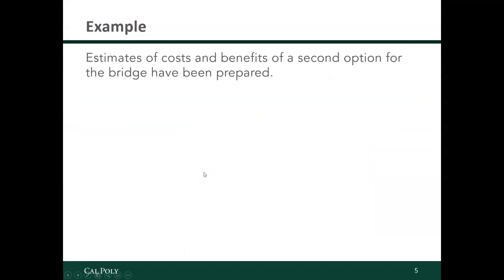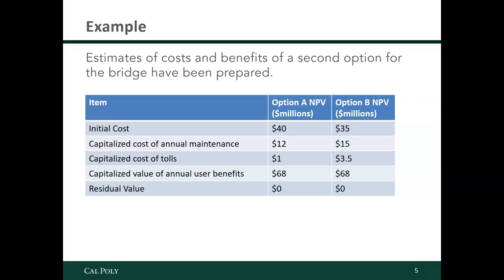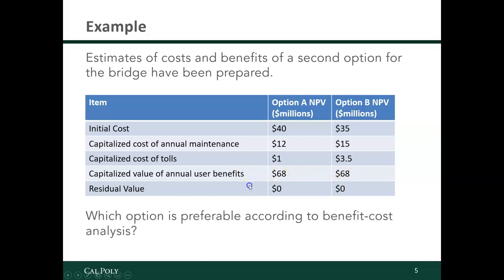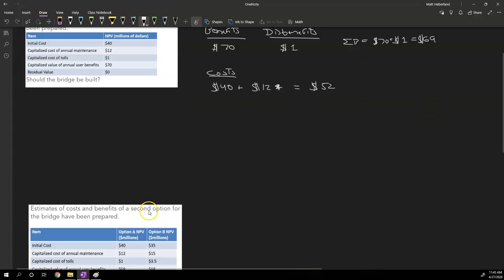So then you also might have a second option. So here we've got a second option for the bridge has been prepared. Looks like a revised estimate of the capitalized value of the annual user benefits is 68. So we'll have to take that into account. And let's continue. Which option is preferable according to benefit cost analysis? So let's try that one.